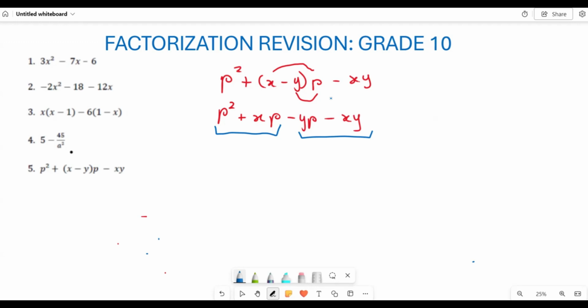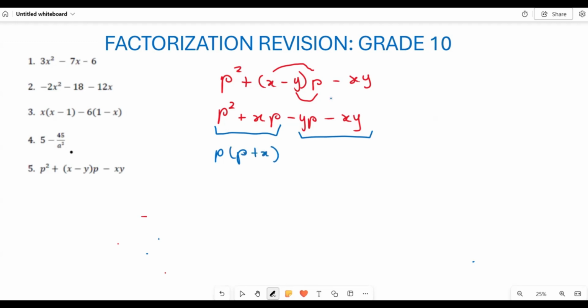And what is the common factor between p squared plus xp? Can you see that my common factor here is going to be p, right? And if I've taken out my p, what am I going to be left with here? It's going to be p plus x. Let me just fix that quickly. Because it's p squared, this is going to be p. Now, because I've taken out the p here, it's going to be p plus x.